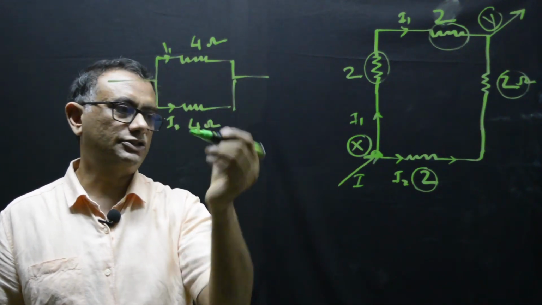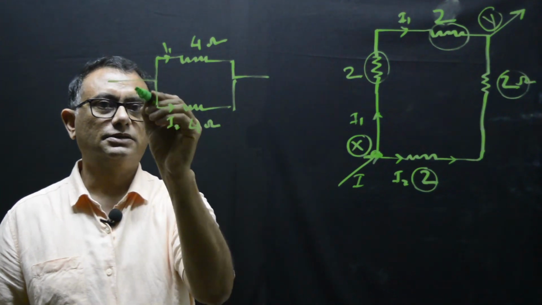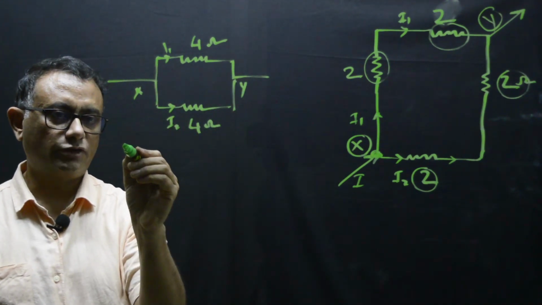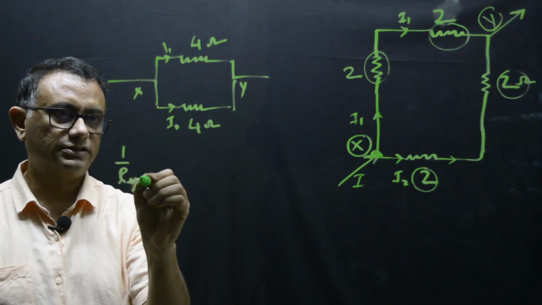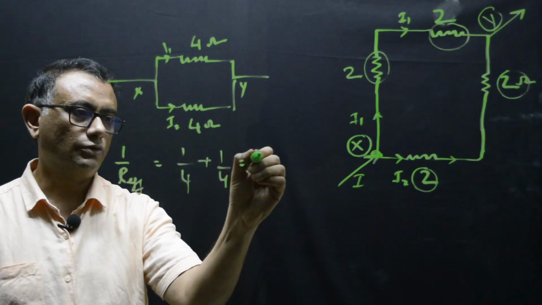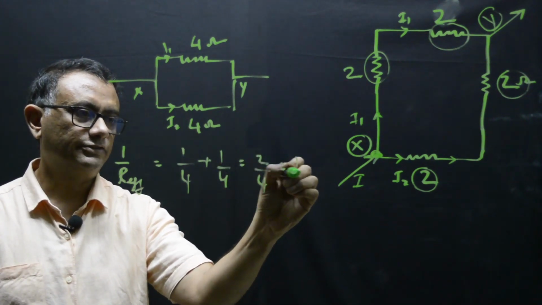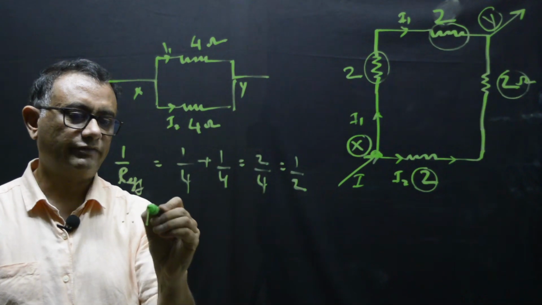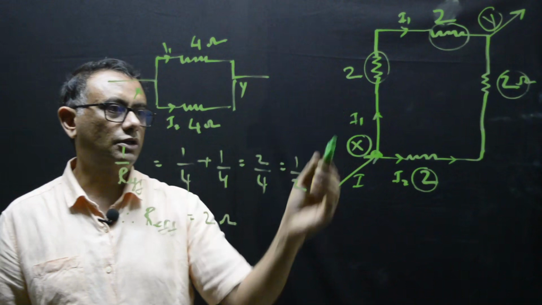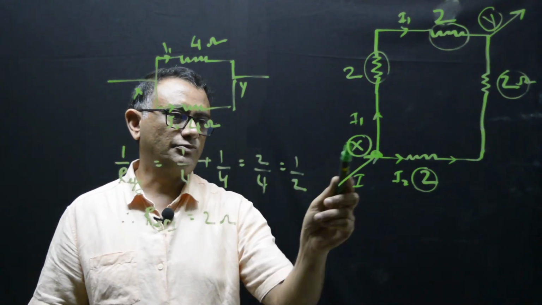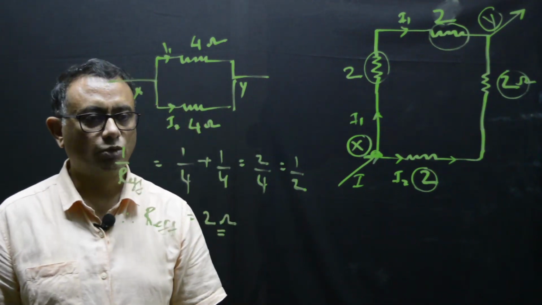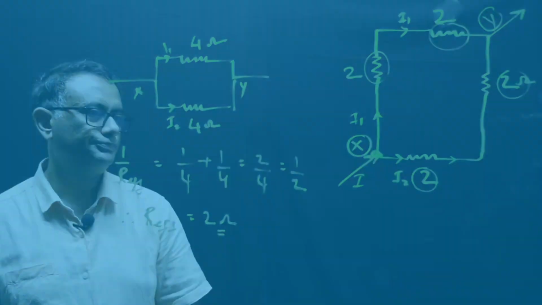And then we see that these two are now in parallel. This is point X and Y, and in parallel combination we can use the formula 1 by R effective is 1 by 4 plus 1 by 4, which makes it 2 by 4 or half. Therefore R effective is going to be 2 ohms. That means for the entire block of resistances between point X and Y, the effective resistance is going to be 2 ohms. I hope you followed this.